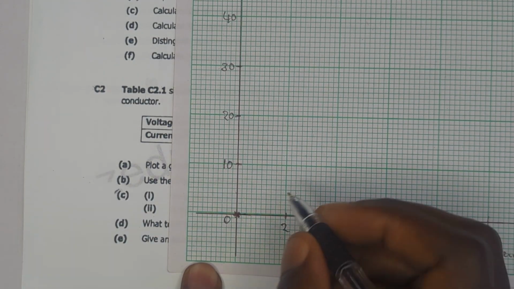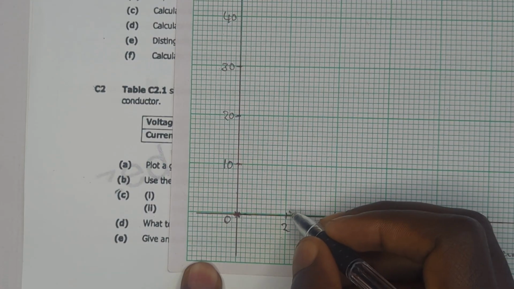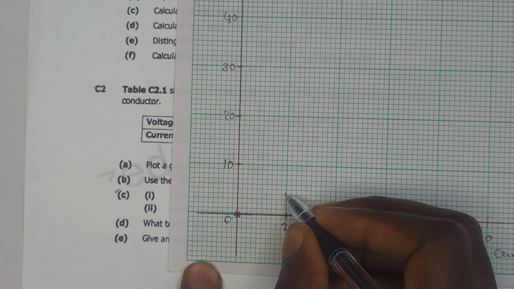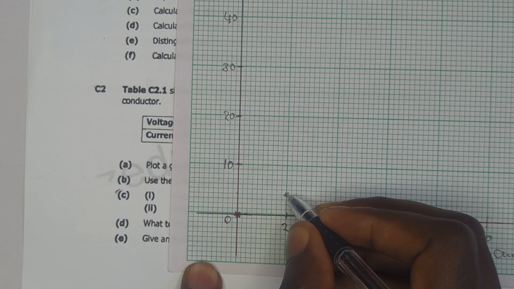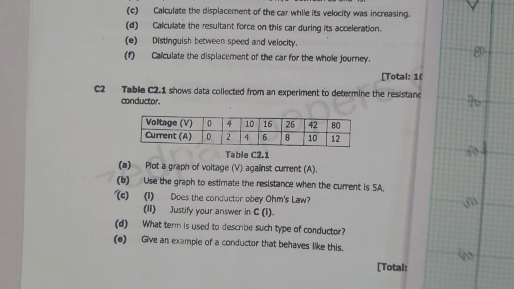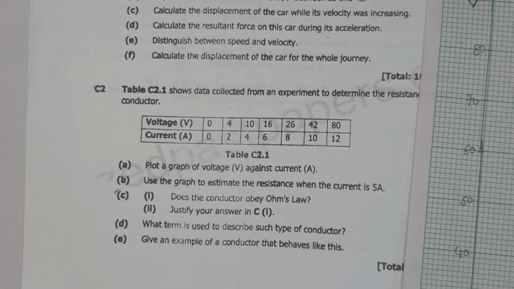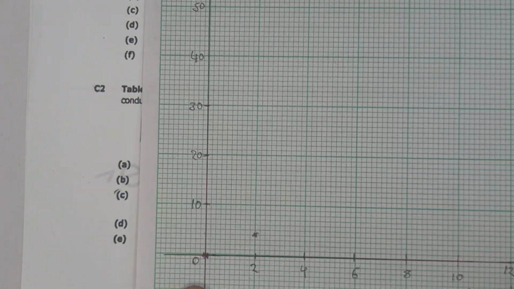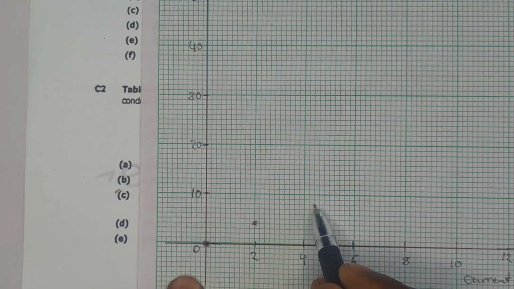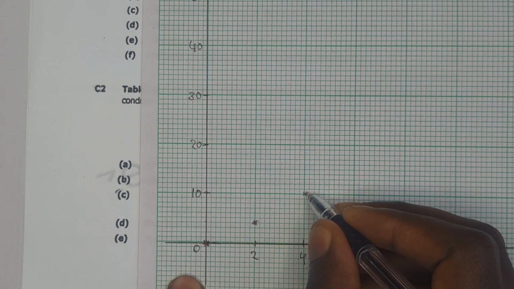Now this is 4, 2. On our current, 2 is here. So we are going to count 4 lines: 1, 2, 3, 4. So our point will be here. This is 4, 2. The other point is 10, 4. So 10, 4 on our graph. So 10 is here, and this is 4. Where they meet, that's where we put the point.